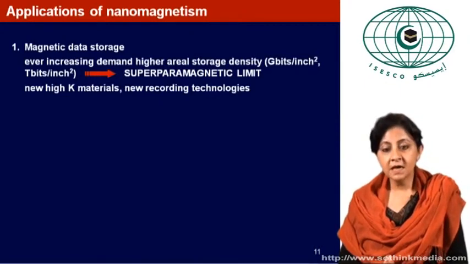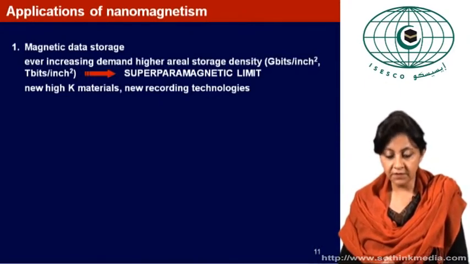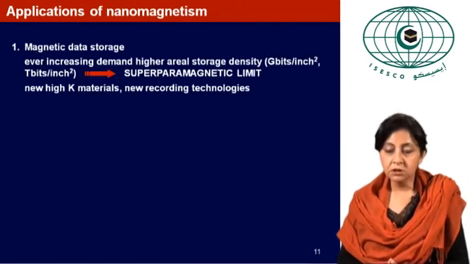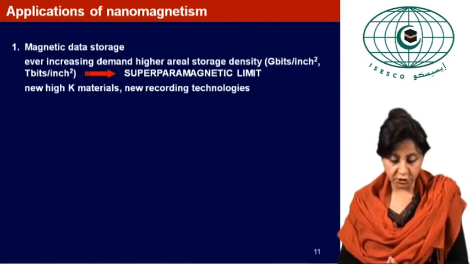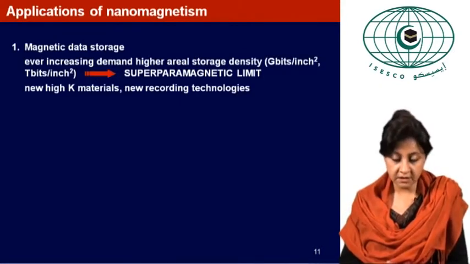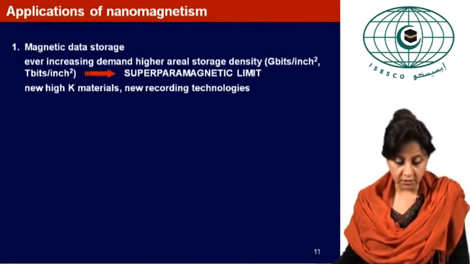Now, the problem is that as you keep shrinking the size of an individual bit, there is a certain point at which the superparamagnetic limit will be reached. So what is the solution to that? One can develop materials with higher anisotropy constants, known as high K materials, or develop new recording technologies.